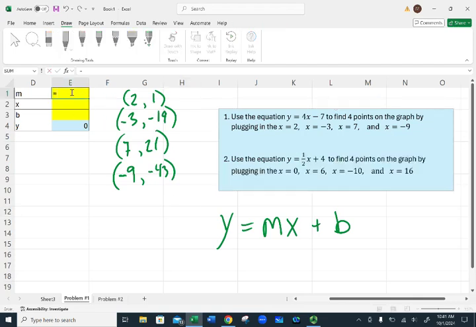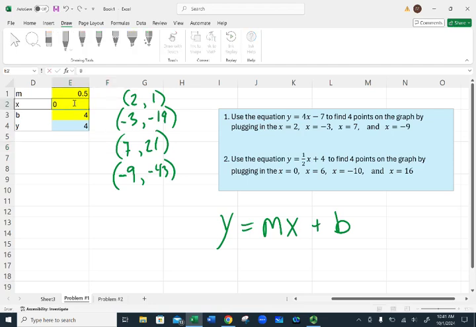So m is equal to 1/2. The b is the positive 4. So next to b, I'll type 4. And the x values, we have 4 of them again. Now I'll just do this quickly.